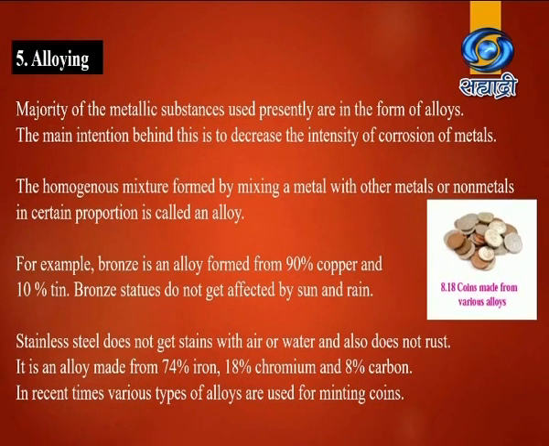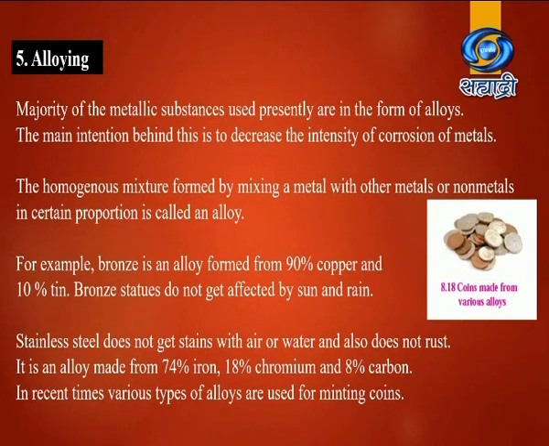The majority of the metal substances used presently are in the form of alloys. The main intention behind this is to decrease the intensity of corrosion of metals. The homogeneous mixture formed by mixing a metal with other metals or non-metals in certain proportion is called an alloy. For example, bronze is an alloy formed from 90% copper and 10% tin.